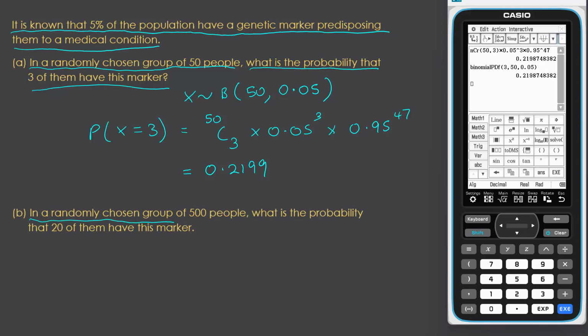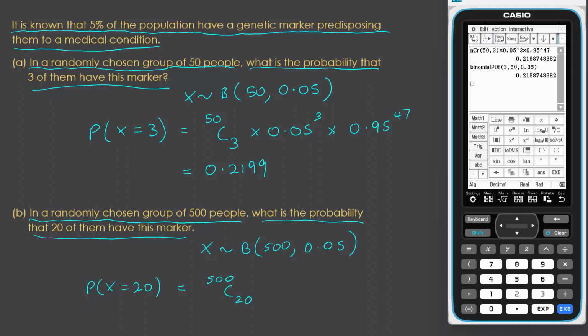In a randomly chosen group of 500 people, what is the probability that 20 of them have the marker? So now we're talking about a binomial with 500 trials and a probability of success of 0.05. And the probability of X being 20 then will be 500 C 20 times 0.05 to the 20 times 0.95 to the 500 take away 20, which is of course 480.